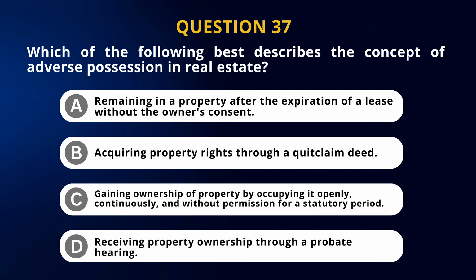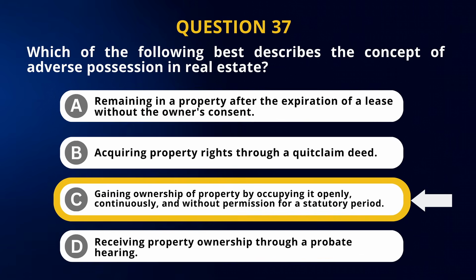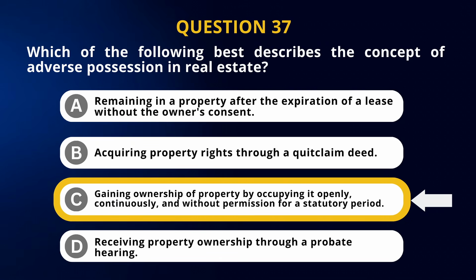And the answer is letter C, gaining ownership of property by occupying it openly, continuously, and without permission for some statutory period. Adverse possession on exams is very popular. There's another vocab phrase that goes with this: easement by prescription. So prescriptive easement and adverse possession. Every state is going to have different timelines, these statutory periods that are going to be slightly different. So check your states for those as you're learning this stuff, and then go from there.